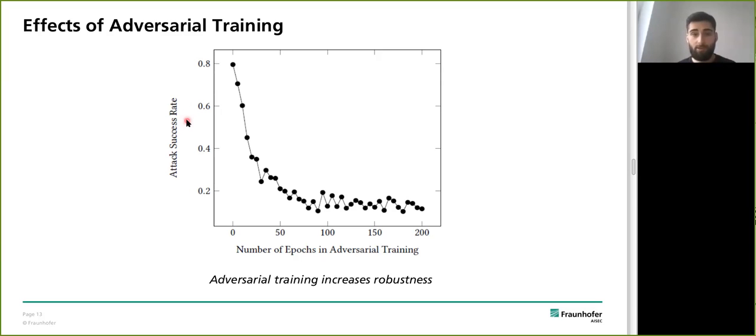So the first observation is, we know this from related work. We know from state-of-the-art that adversarial training indeed increases the robustness. At the x point of 0, so no adversarial retraining, we see that the neural network is very vulnerable to adversarial examples. So the attack success rate is very high. But the more epochs we perform adversarial training, the more robust the neural network gets. So the first observation here: adversarial training increases robustness, which we know from state-of-the-art research.